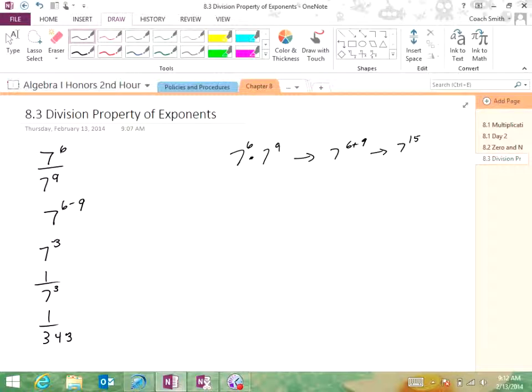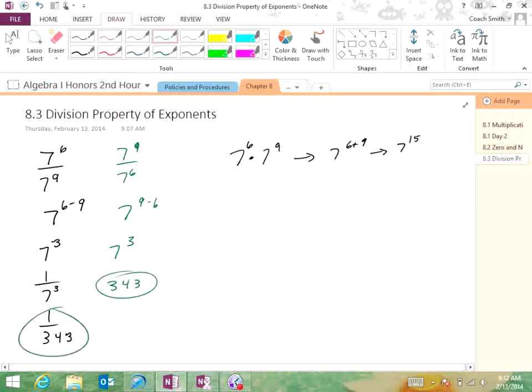So if this was reversed, if it was 7 to the 9th over 7 to the 6th, then it would be 7 to the 9 minus 6 power, and then it would be 7 to the 3rd power, and it would be 343. Obviously, the reciprocal, because we reciprocaled the fraction. So fairly simplistic as far as that goes.